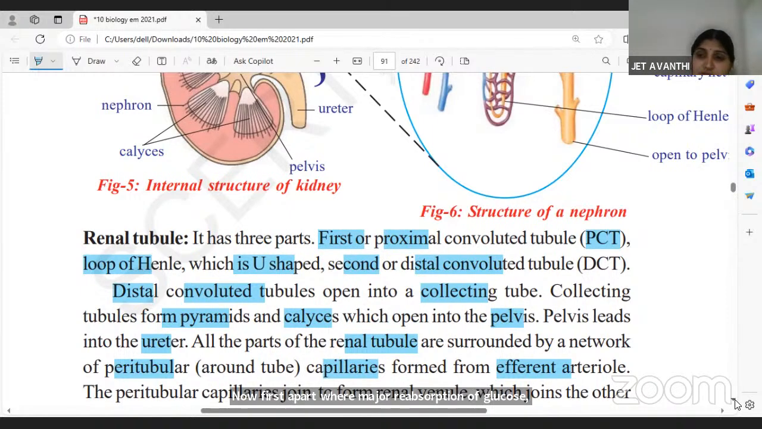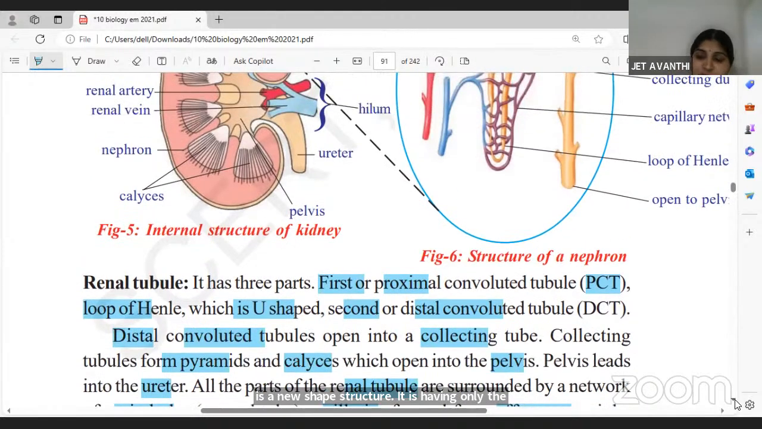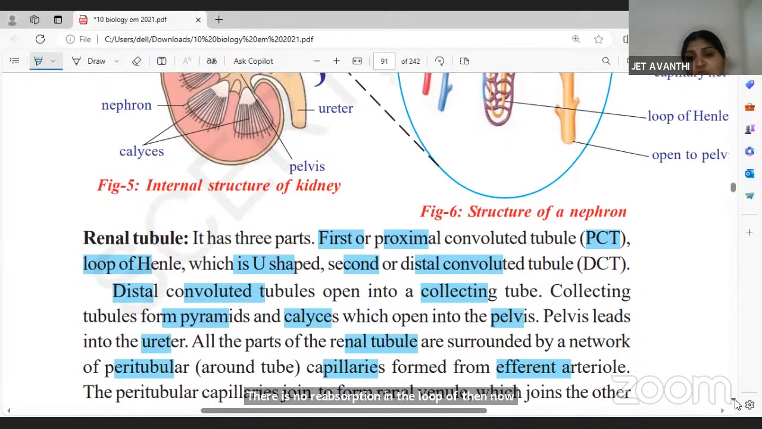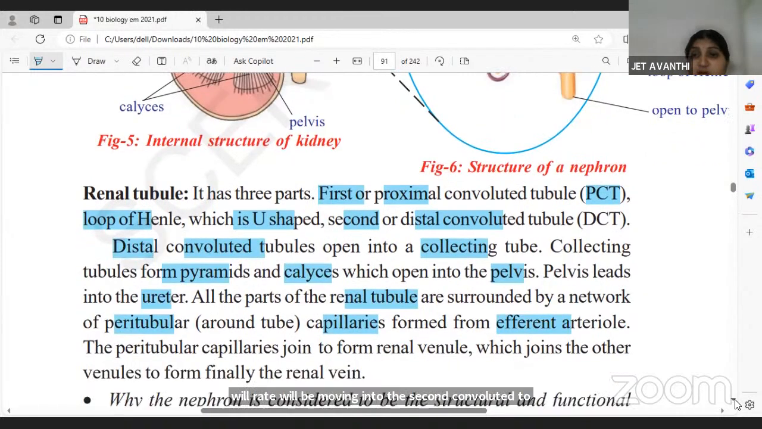Then it passes into the loop of Henle. The loop of Henle is a U-shaped structure. It has only the function of passing urine from the PCT to the DCT. There is no reabsorption in the loop of Henle. Then that filtrate will be moving into the second convoluted tubule called the distal convoluted tubule or DCT.